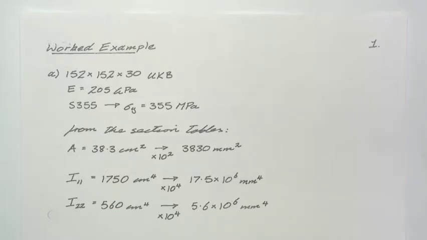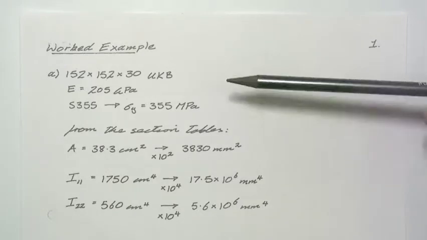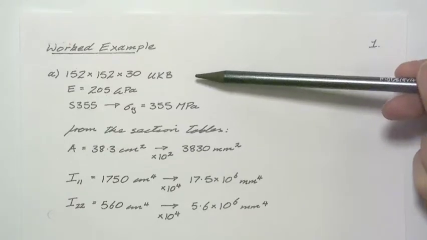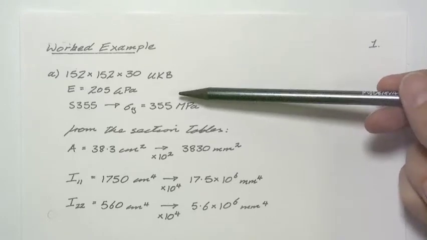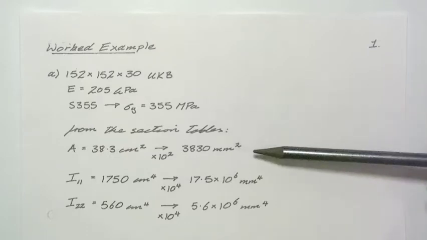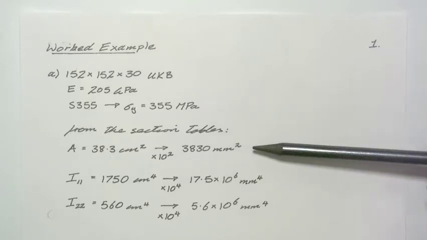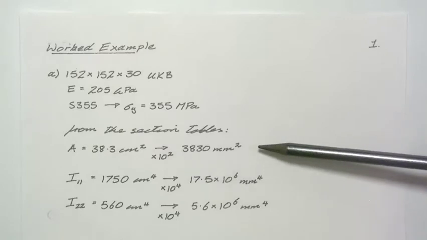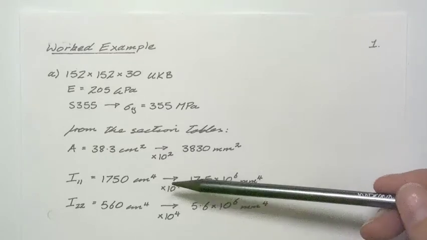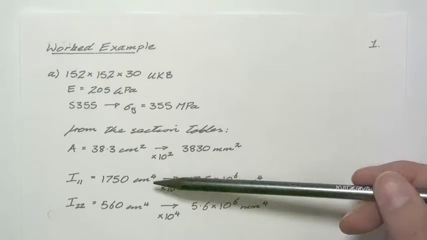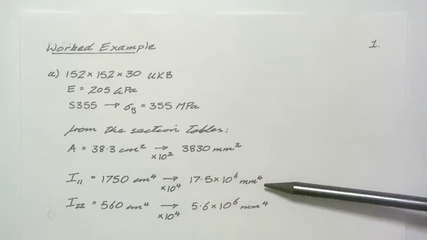Okay, so for part A, what I've done is I've just written down, and I generally do this for any question that I'm answering, the information we have, so I've written down the cross-section, the Young's modulus, and the yield stress value. And then I've just gone across in the section tables and noting, obviously again, that the section tables are in centimetres squared for area, I've multiplied that through by 10 squared to get us the value in millimetres squared. And for the second moments of area, I11 and I22, I've multiplied through by 10 to the 4 to take us from centimetres to the 4 to millimetres to the 4.